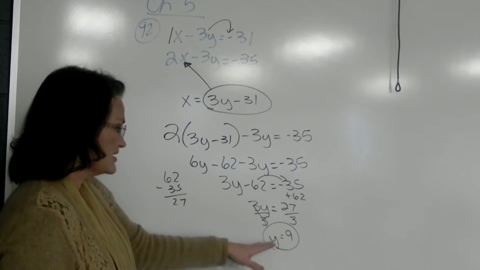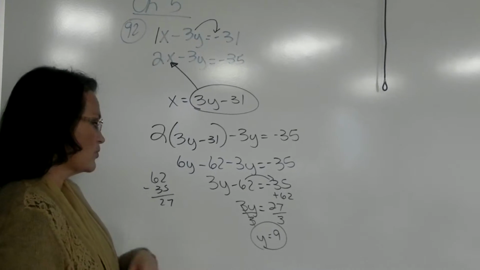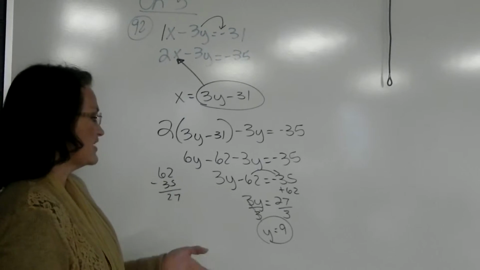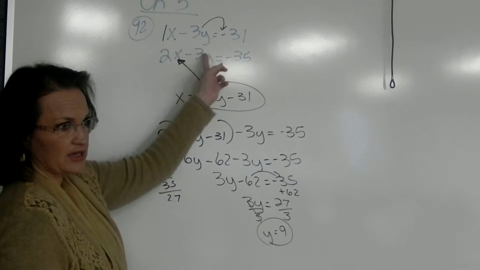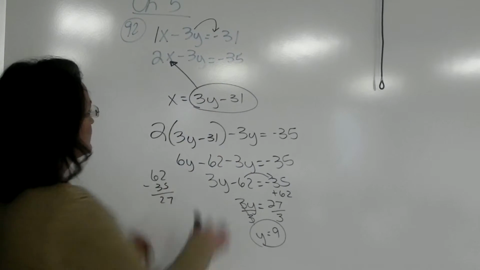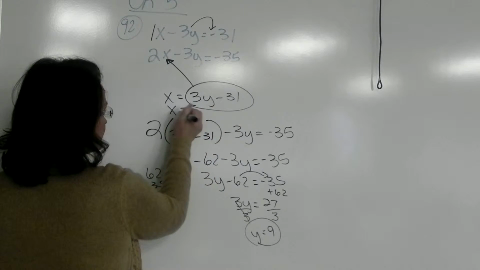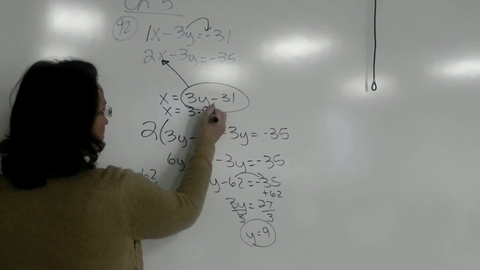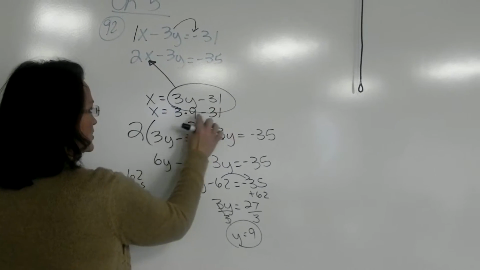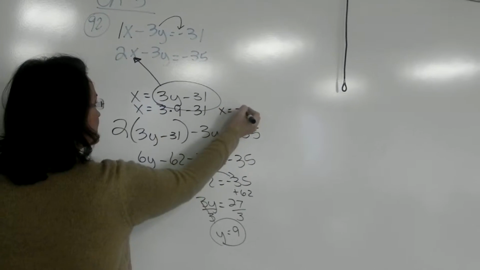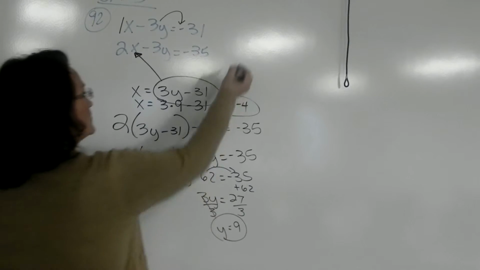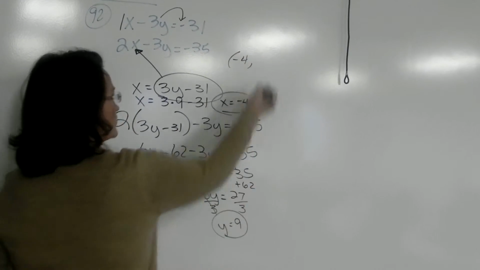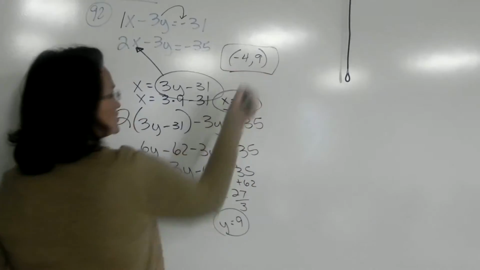So once you get y is 9, you need its counterpart, what its x value is. You can get that by subbing 9 into this y, or this y. Any of the former equations. This is the easiest place to get x. X equals 3 times y. We know that to be 9 now. So 27 minus 31, x is negative 4. So the solution should be in xy order. So the x, negative 4, the y, 9, should be the solution.